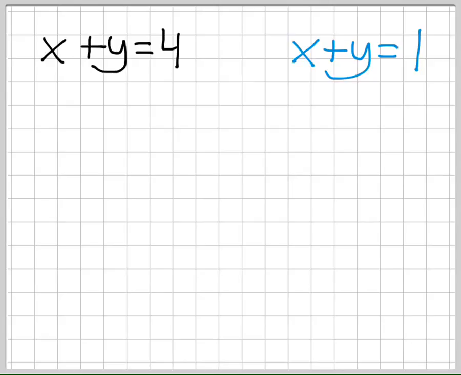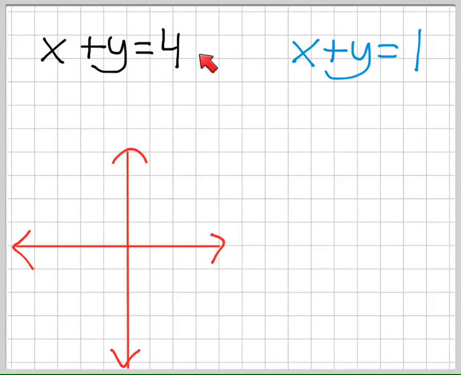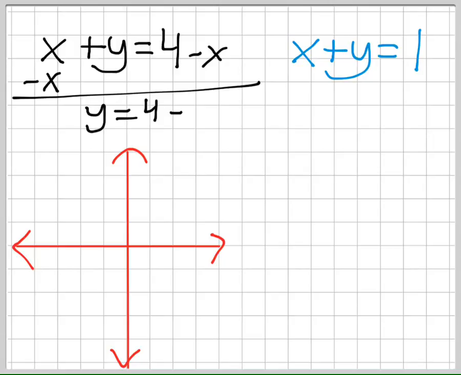Graph both of those. You're going to have to put them in slope-intercept form first, but then graph both of those and see what you get. So again, they're not in slope-intercept form to graph. I could put this in slope-intercept form by moving this x to the other side of the equal sign. Since it's a 1x, I just subtract 1x from both sides. And I get y equals 4 minus x.